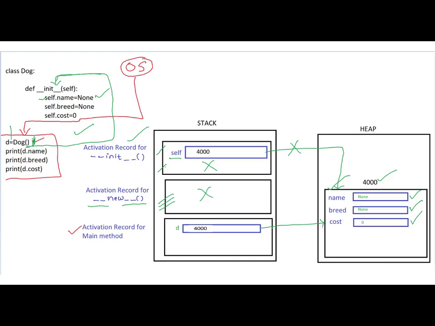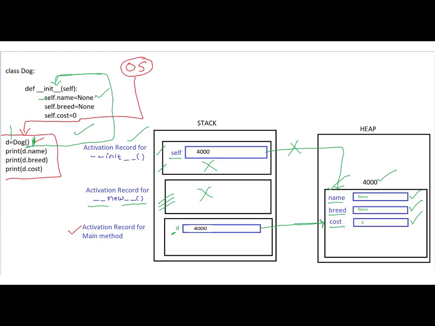D is a reference variable. It was created here in the activation block of the main method. So D.name: D means it moves from here, and dot means enter the 4000 memory block. Get whatever is present in the name block and show it in the output. That's all. The same thing happens for D.breed. It moves to here, gets whatever is present in breed and displays it in the output. The same thing happens for cost.